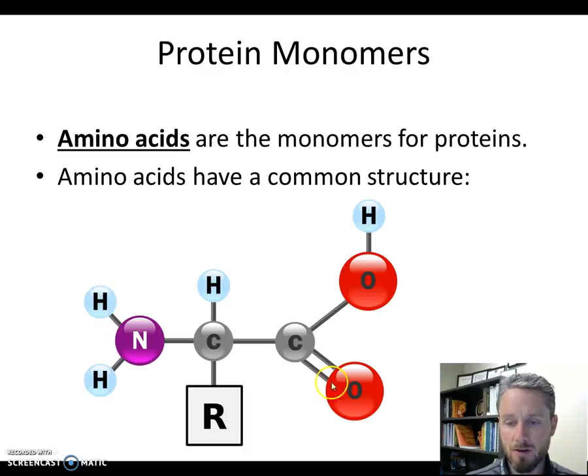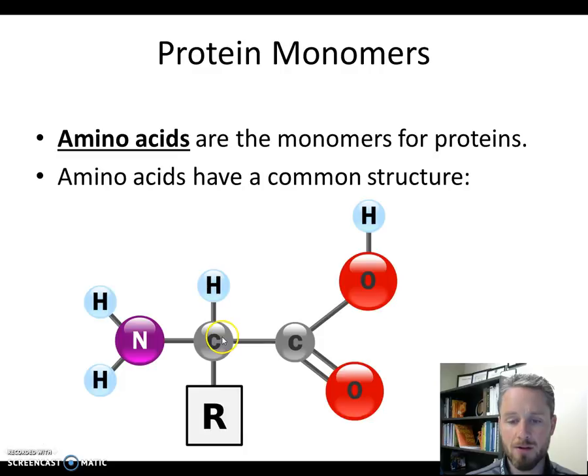Then on the opposite end over here, there's this C attached to an oxygen through a double bond, and it's also attached to this other oxygen with a hydrogen. This is a hydroxyl group, and so we call this a COOH or carboxyl group. So on one end of the amino acid, there's this amino group. On the other end of the amino acid, there's this carboxyl group.